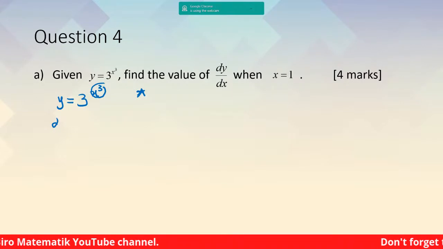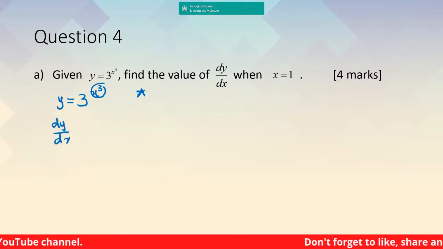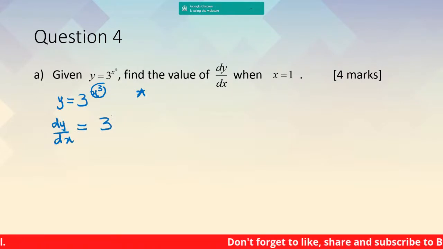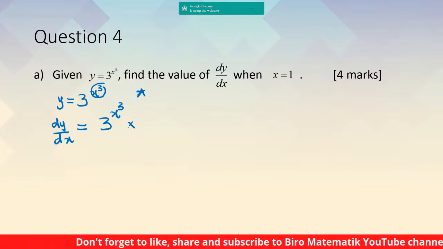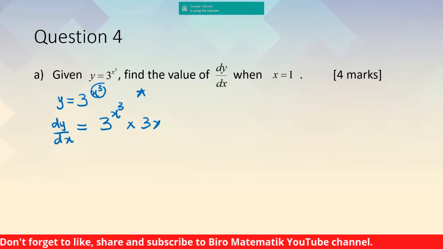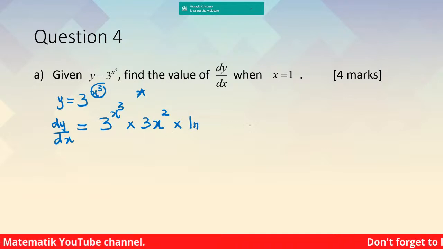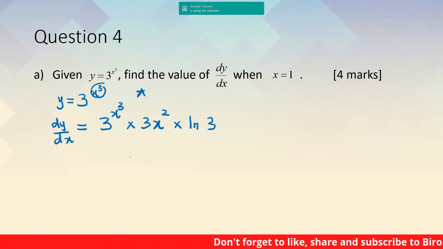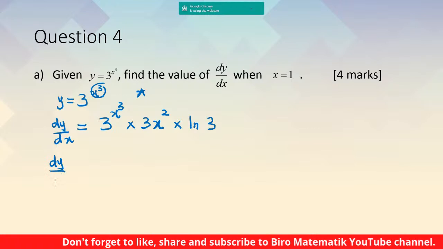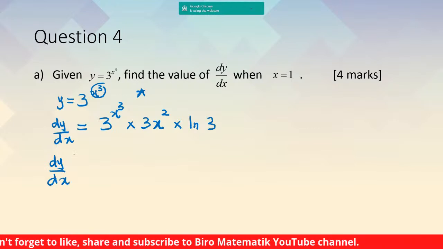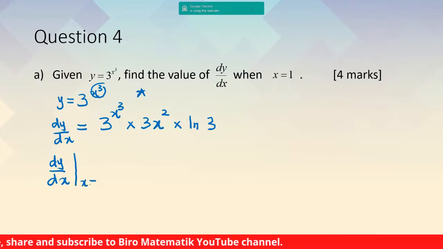Okay, so differentiate. Differentiate star is 3x squared. Differentiate x cubed is 3x squared, and then ln of the base. So this one is base 3, so times ln 3. Okay, and then substitute x equals 1, dy over dx when x equals 1.